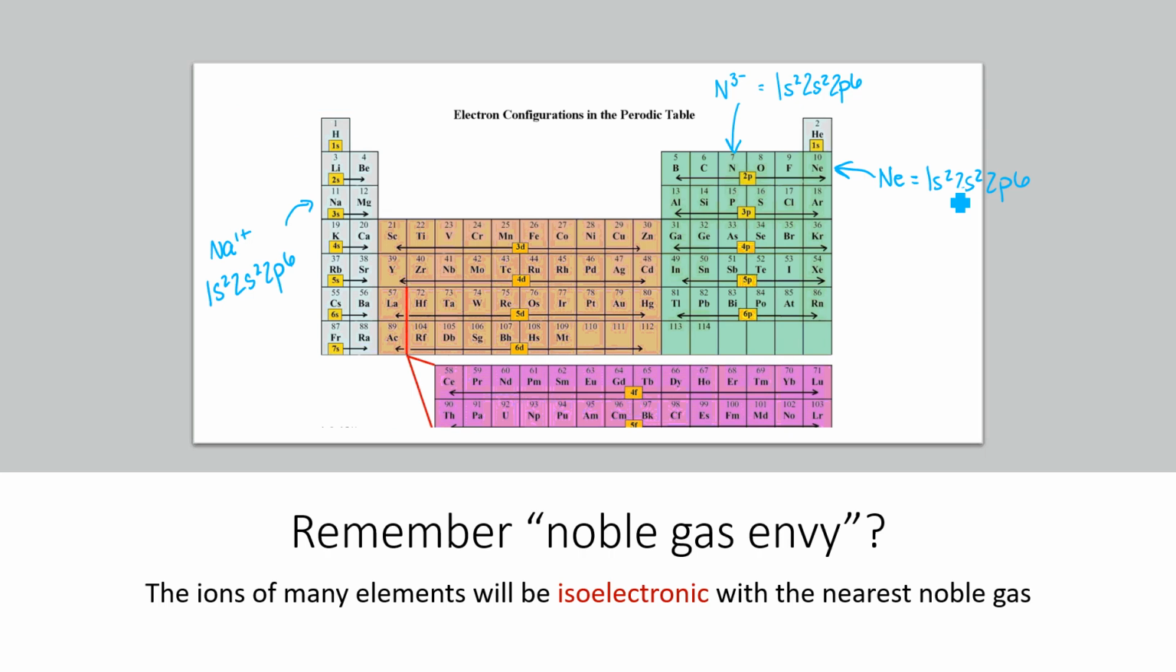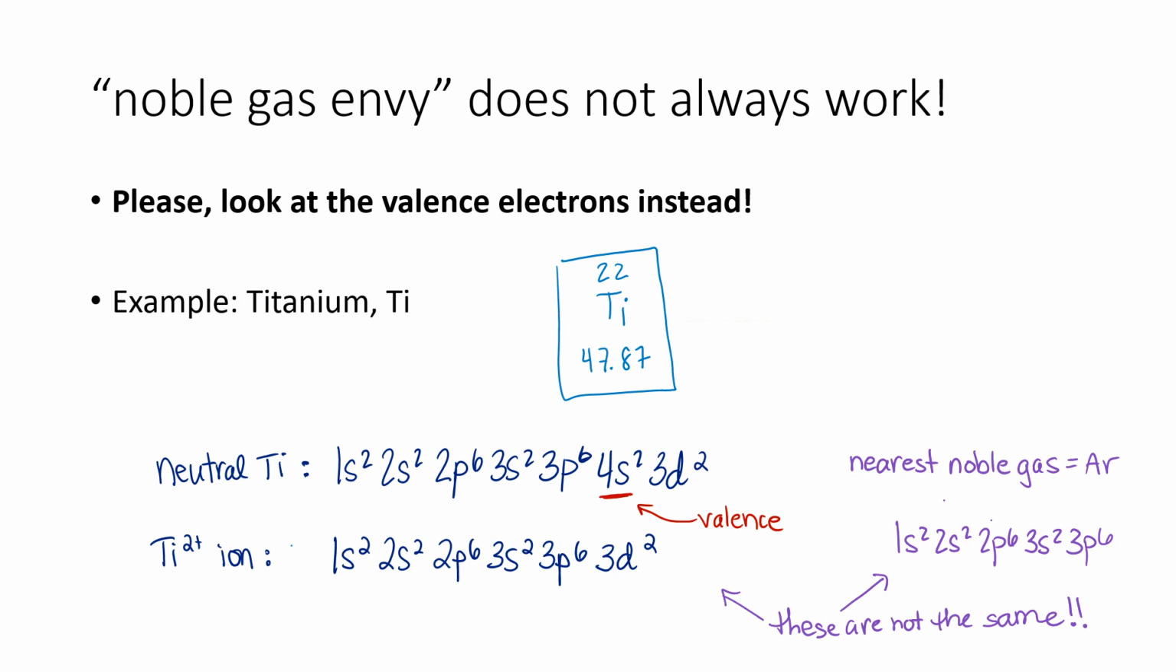You might also notice that electron configuration is the same as that of neon. Neon is also 1s2, 2s2, 2p6. And so you might remember in regular chemistry something we called noble gas envy, where we noticed that the ions of many elements will be isoelectronic with the nearest noble gas. So they'll end up with an electron configuration that looks like a noble gas. We'll find that a lot of the rules we learned in regular chemistry don't always hold true. So this isn't always the case. But it is often the case, which is why we pointed it out in general chemistry. But there are examples where this does not work, so what's better is to just focus on the valence electrons.